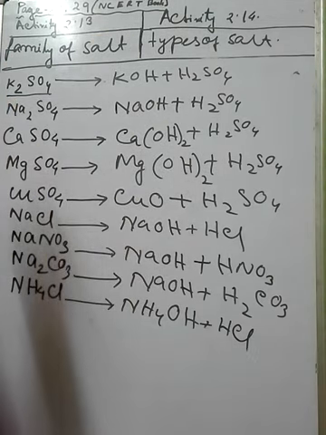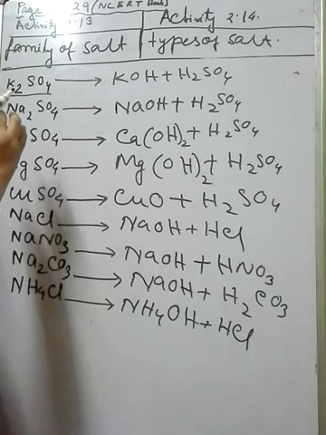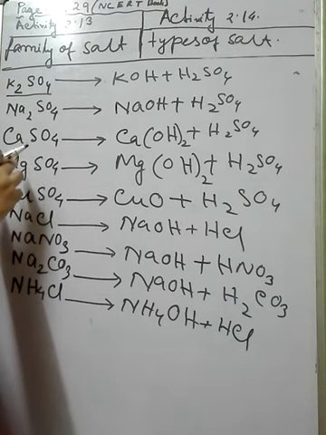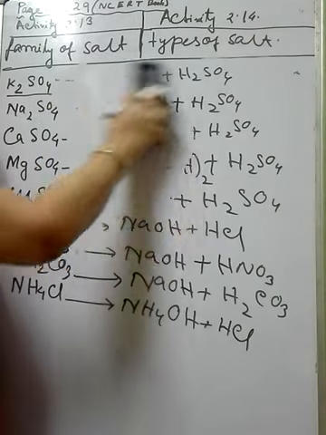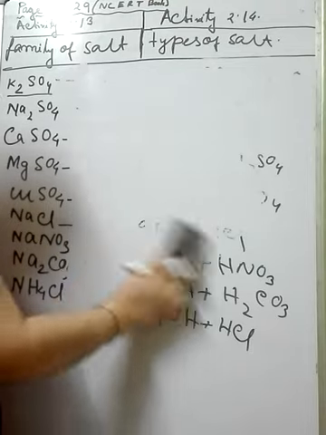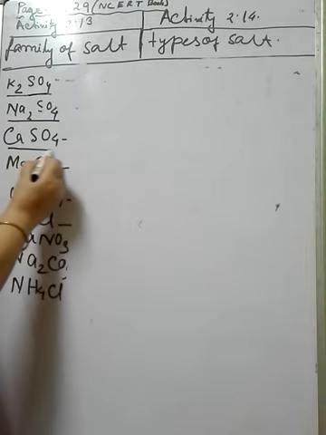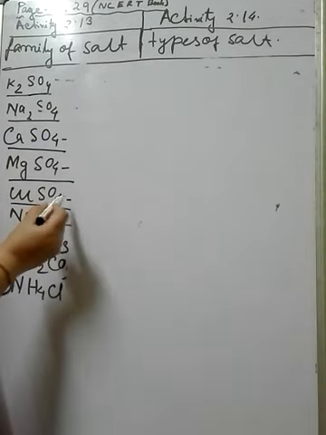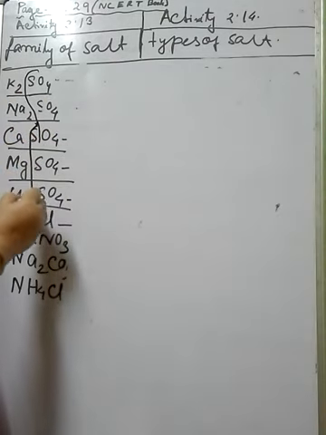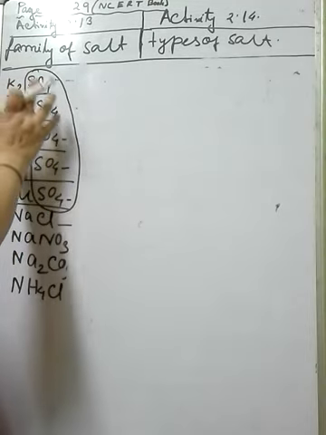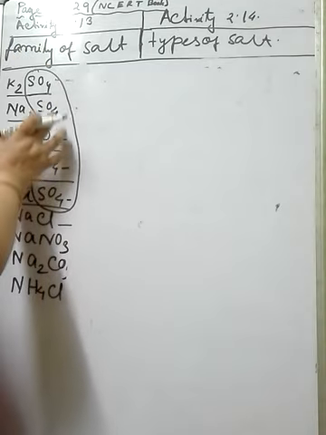Now, family. We consider the family of the salt depending on the common radical, whether it has the same metal cation or the same non-metal anion. Let us look at this example. First, potassium sulfate, sodium sulfate, calcium sulfate, magnesium sulfate, copper sulfate. All these salts have the same non-metal radical. The sulfate radical is common here. So this is one family. We can consider it the sulfate family, or we can say that these are the sulfate salts.